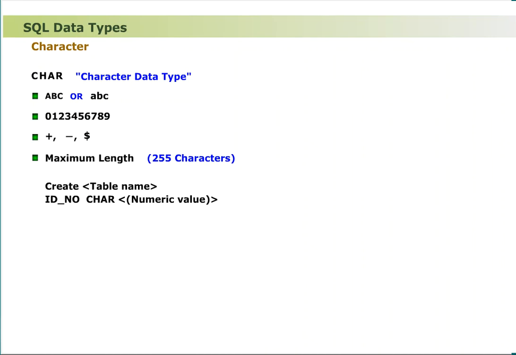Here is the general form. The general form starts with reserved word CHAR, followed by required length enclosed in parentheses.